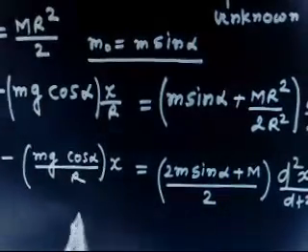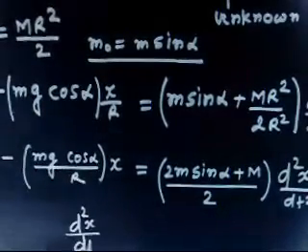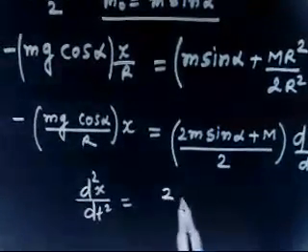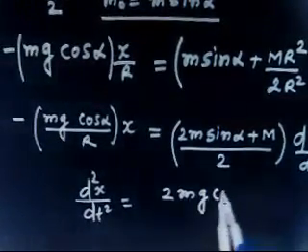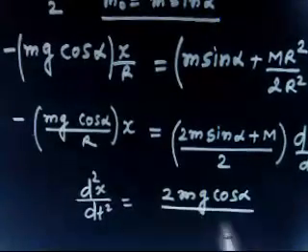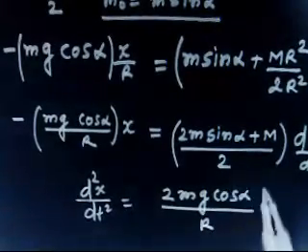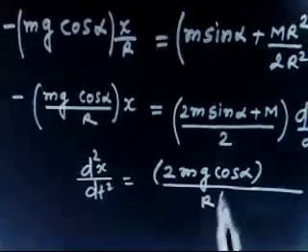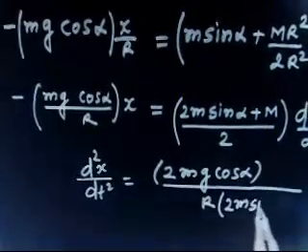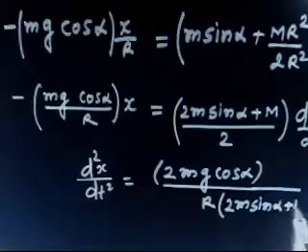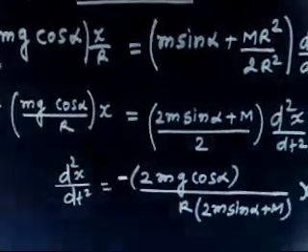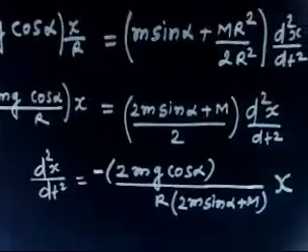I can also write d2x by dt square. This will be 2 goes this side, so we will have 2mg cos alpha by r, and this divided by 2m sin alpha plus capital M into x with a minus sign. Are you getting?